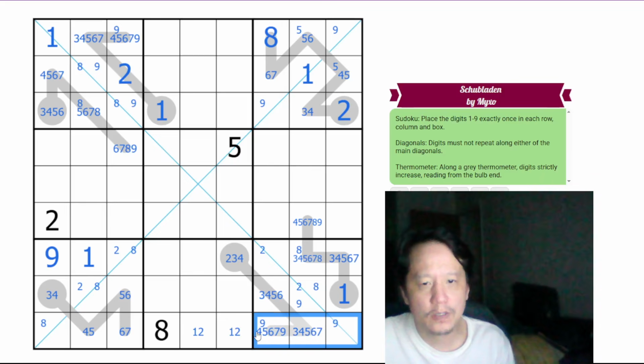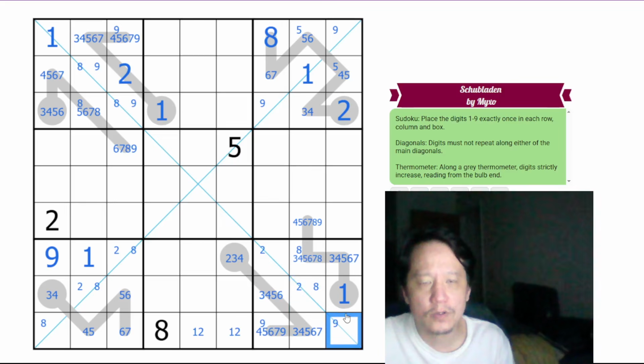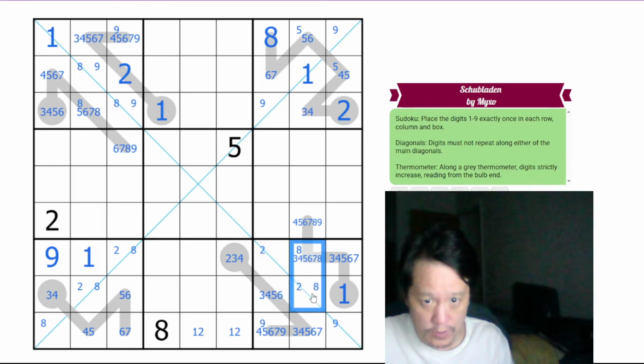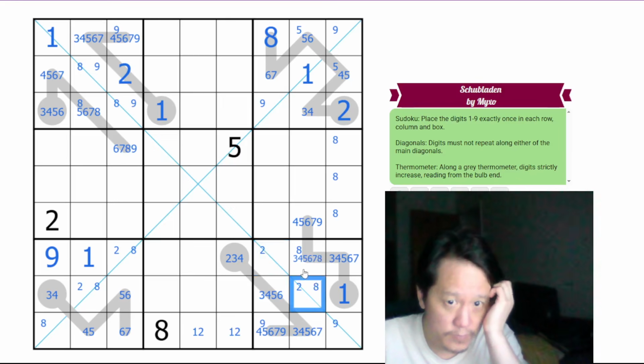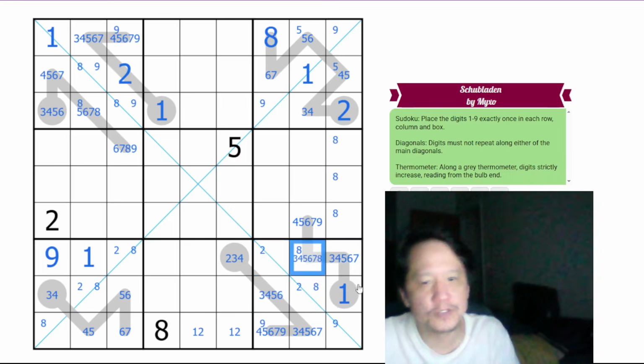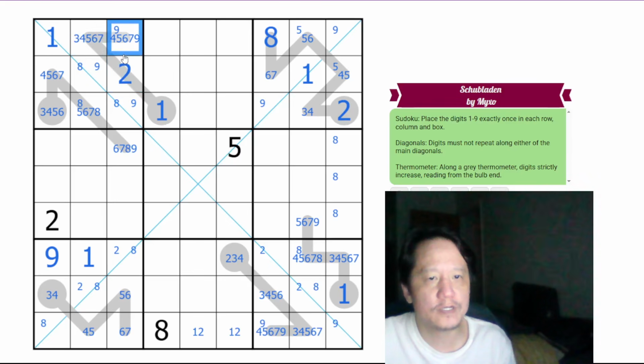Okay. Where is 9 in row 9? It has to be one of these two cells, so this cannot be 9 here. 8 is one of these two digits here in box 9, so this cannot be 8 here, which means 8 has to be one of these three digits here. This 3 eliminates 3 as a possibility here. This can't be 4. We have 1, 2, 3.